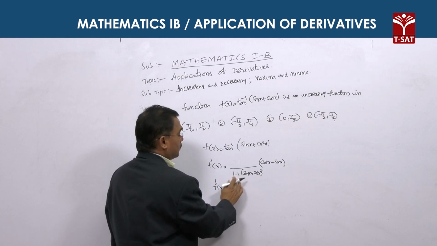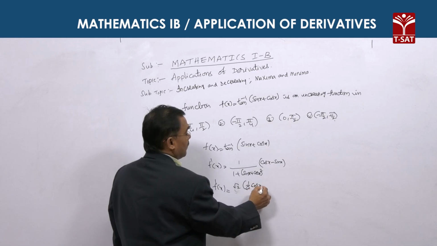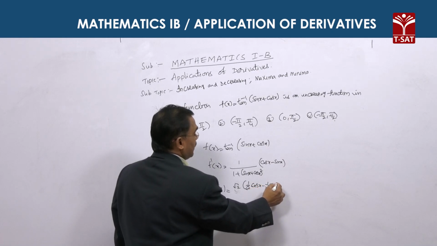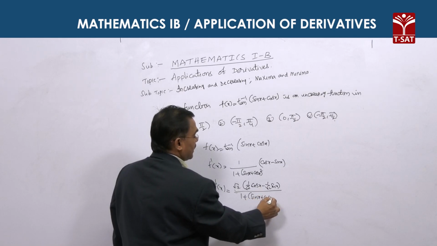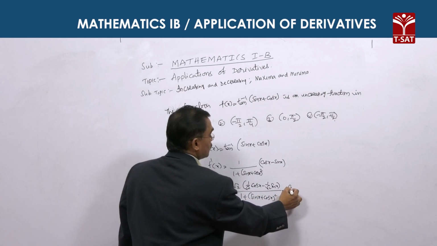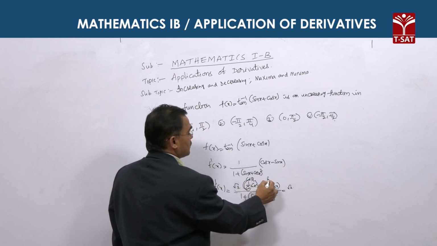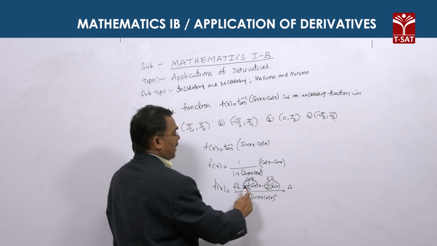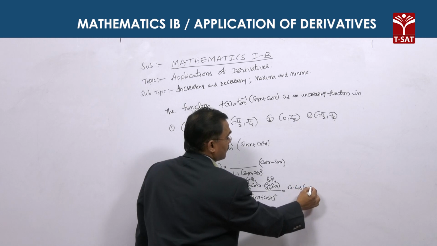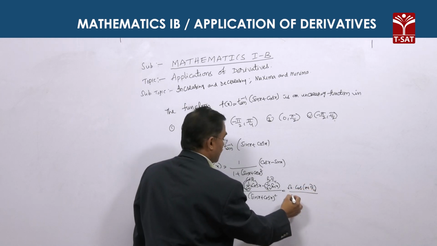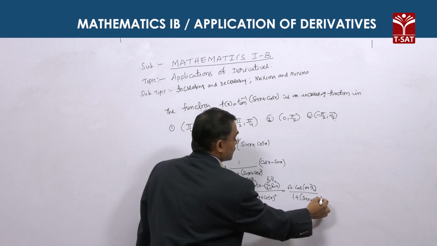Right. Root 2 into 1 by root 2 cos x minus 1 by root 2 sin x, by 1 plus sin x plus cos x whole square. Simplify this: 1 by root 2 is cos 45 and sin 45, which is of the form cos A cos B minus sin A sin B, the cos of A plus B. So we get cos of x plus pi by 4, by 1 plus sin x plus cos x whole square.